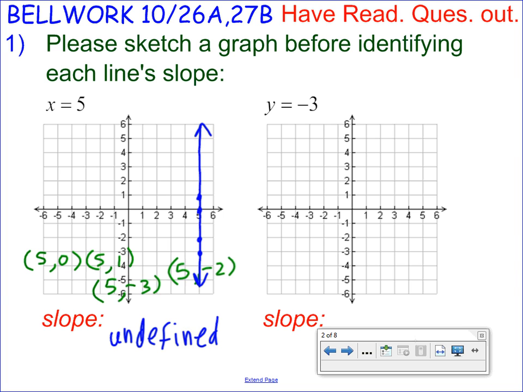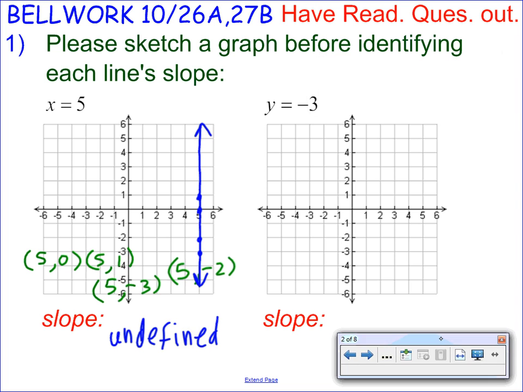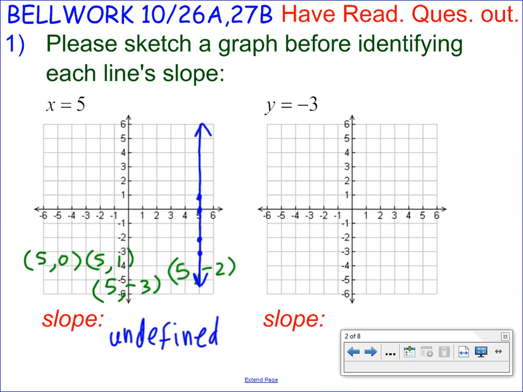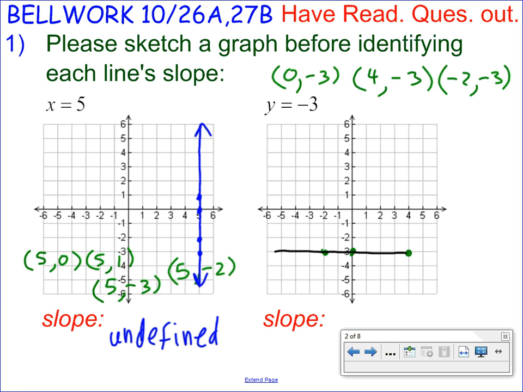y equals -3 has points on it like (0, -3), (4, -3), (-2, -3). If I were to plot all these, what would that look like? Here's (0, -3), here's (4, -3), here's (-2, -3). The collection of all those points would be a horizontal line.